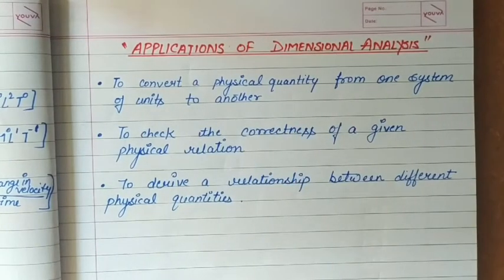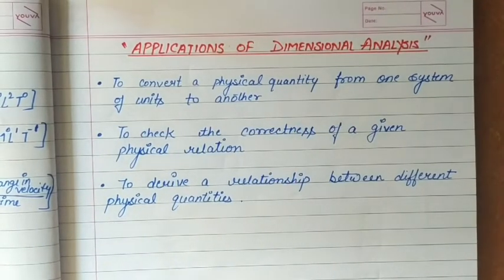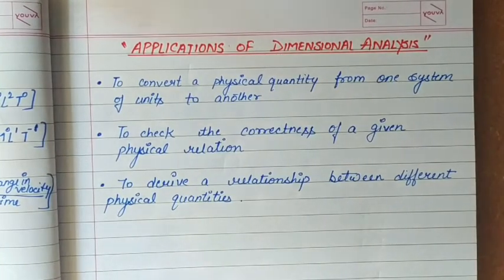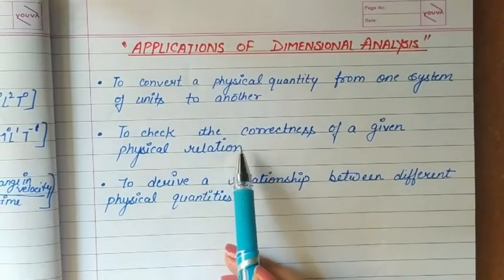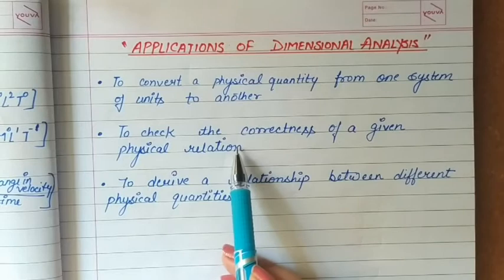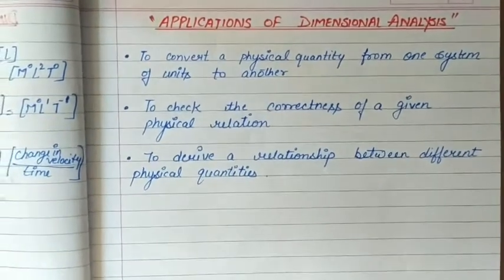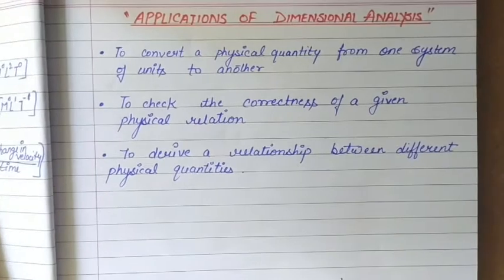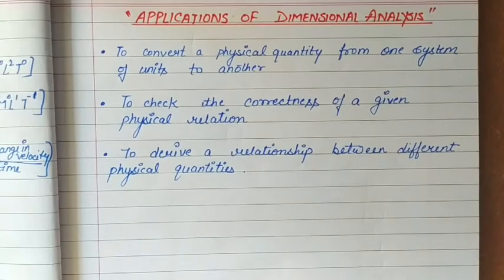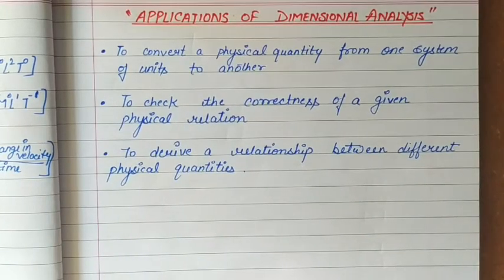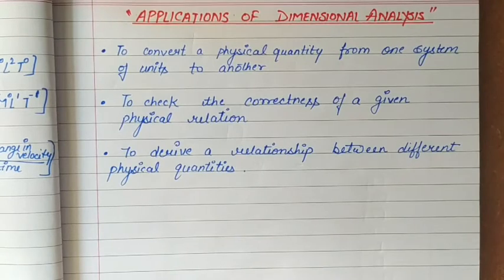The second application is that we can check the correctness of a given physical relation. Means if we have a physical relation or an equation, we can check with the help of dimensional analysis whether the given relation is correct or not, right? So this is the second application of dimensional analysis. The third one is that by using dimensional analysis we can derive a relationship between different physical quantities. So if we know how to use dimensions, we can derive a relationship between different physical quantities using the technique.